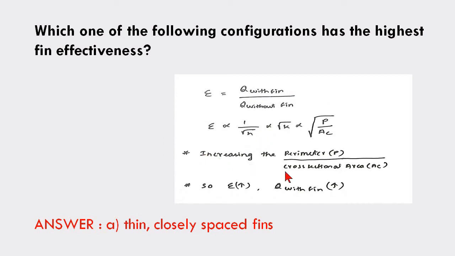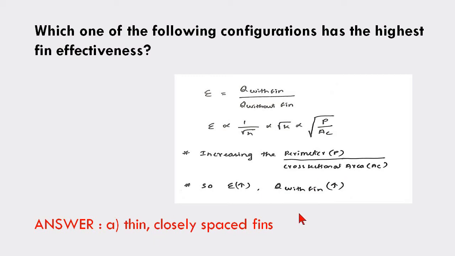Because you can understand this question by using what? Effectiveness formula. Okay, so effectiveness is directly proportional to the square root of perimeter divided by cross-sectional area, right? Okay, so if we are using more thin fins, what will happen? Instead of one thick fin, we can divide it into many thin fins. What will happen? It increases the perimeter divided by cross-sectional area ratio. Okay, so the effectiveness increases, so heat flow rate with the fin increases.